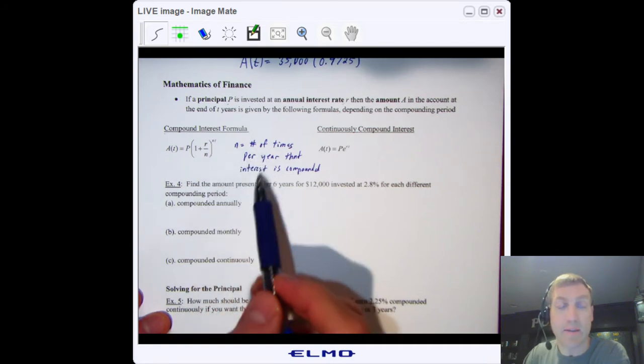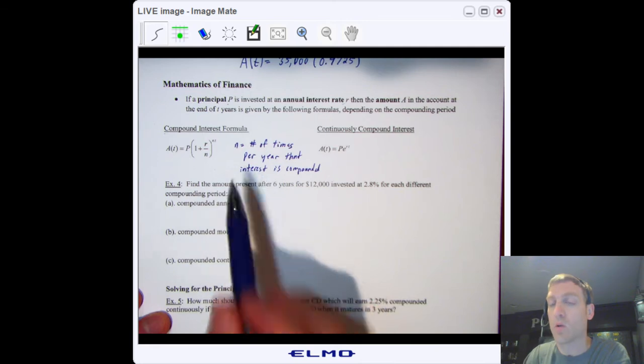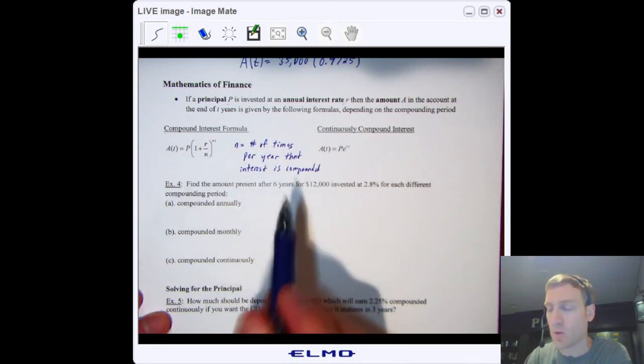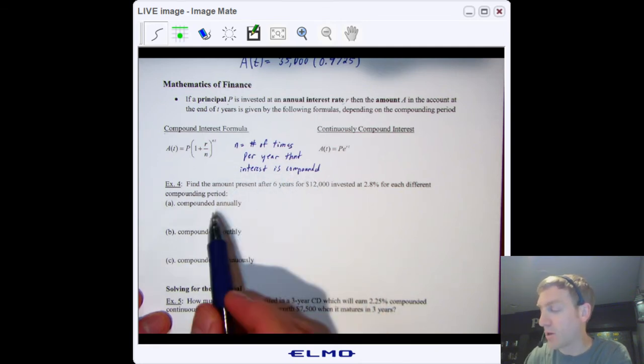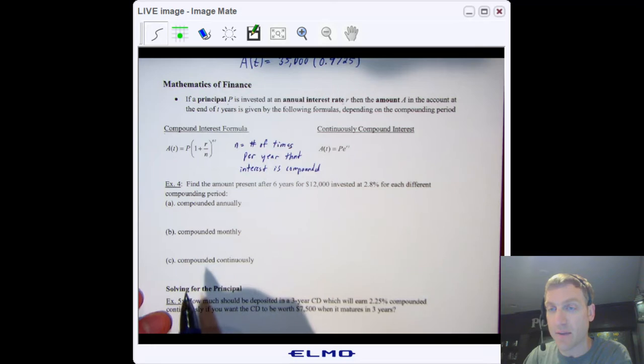So one more time. You will be given this in the problem. It will tell you interest is compounded annually or quarterly or monthly or daily, and you just have to know what those words mean, right? Annually means once a year, monthly means 12 times a year, quarterly is 4 times a year, daily would be 365 times per year.